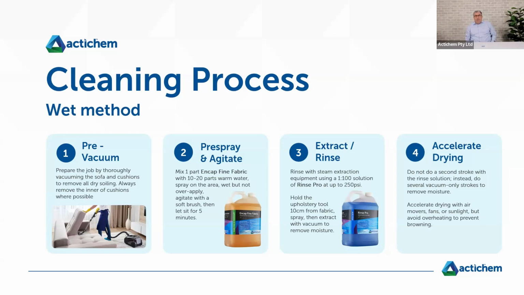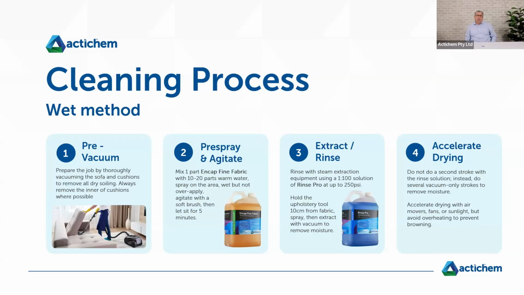And then to finish off with the Rinse Pro. Rinse Pro is a great product to use on upholstery. I recommend using Rinse Pro on upholstery across the board. It is really, really good in bringing the pH down to under 7 on the acidic side, leaves the fabric with a good hand, does a great job at rinsing.